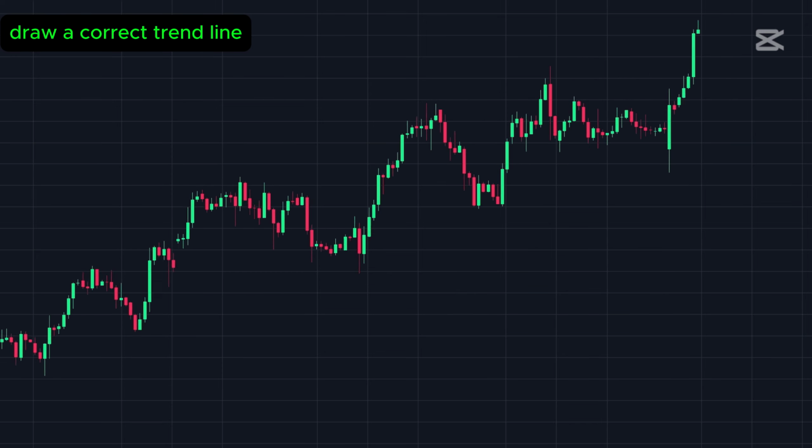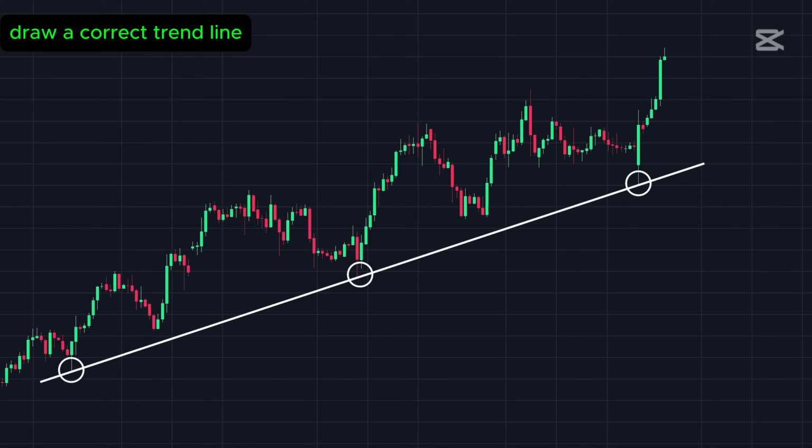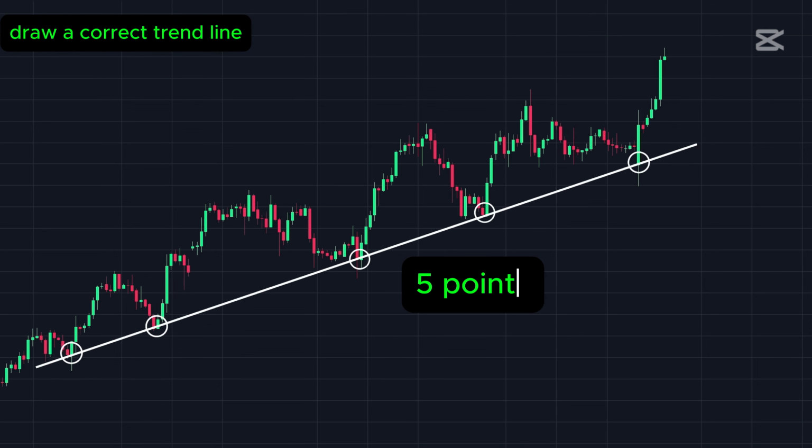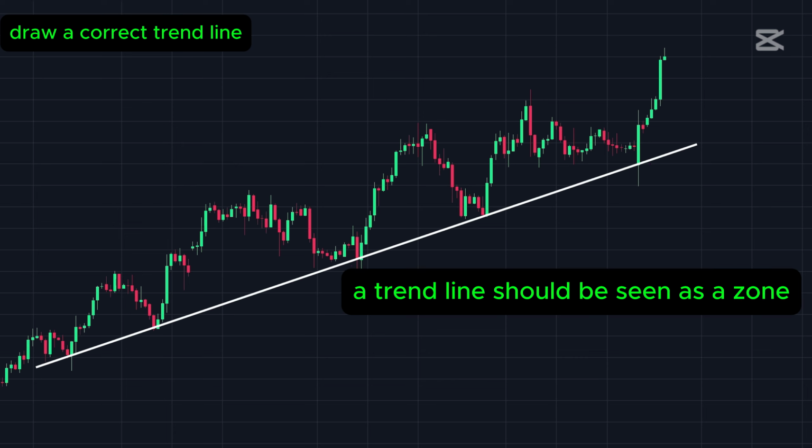For example, looking at this chart, if we draw the trend line touching the wicks, we get 3 touches. If we draw it touching the candle bodies, we get 5 touches. So for this specific chart, we will draw the trend line touching the candle bodies because it has more points of contact. Additionally, a trend line should be seen as a zone, not an exact line.